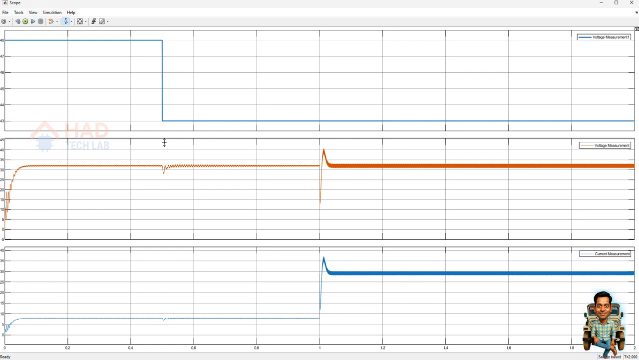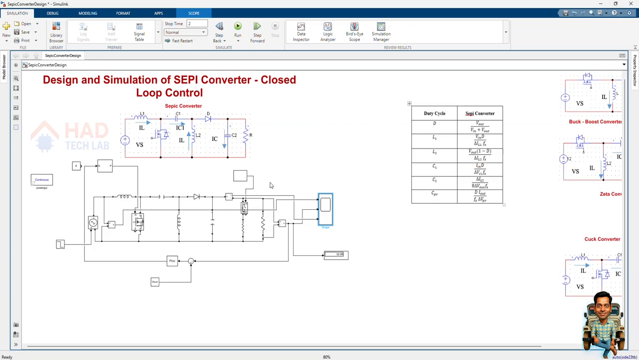In the simulation, we observe that the converter smoothly reaches the reference voltage. Then suddenly the load changes at 1 second, so the PID must bring the voltage back to the reference. This completes the closed loop SEPIC converter simulation with the PID controller. This is the next step after the open loop design and makes the converter more practical for real-time systems like PV MPPT, battery charging, LED drives and automotive power applications.